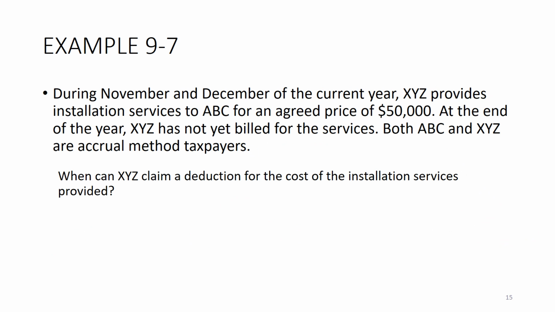Now we have November and December. XYZ provides installation services to ABC for an agreed price of $50,000. At the end of the year, XYZ has not yet billed. That's not really good business practice, but they haven't been paid yet because they haven't billed. Can they go ahead and claim the deduction for the cost of actually providing the services?